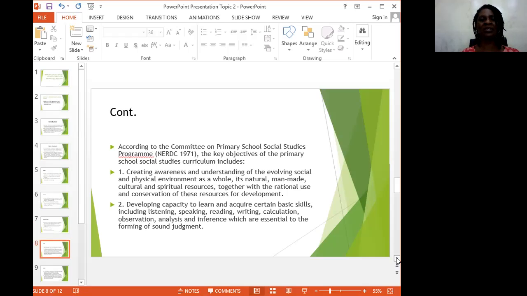The second one, developing capacity to learn and acquire certain basic skills. And these skills include listening, speaking, reading, writing, calculating, that's calculation, observation, analysis, and drawing inferences, which are essential to the formulation of what? Sound judgment.